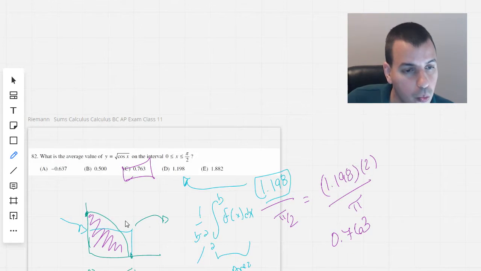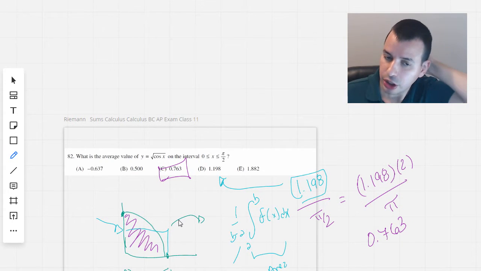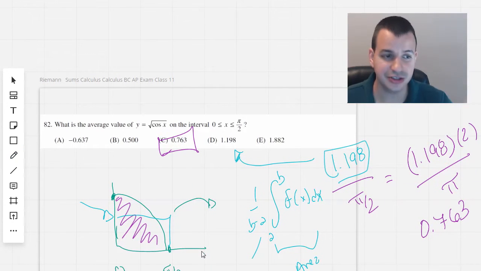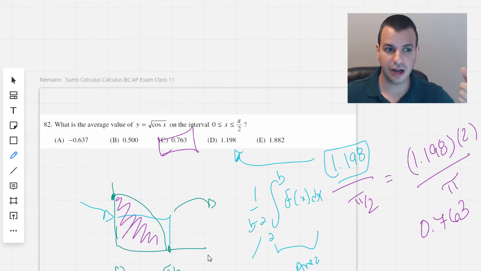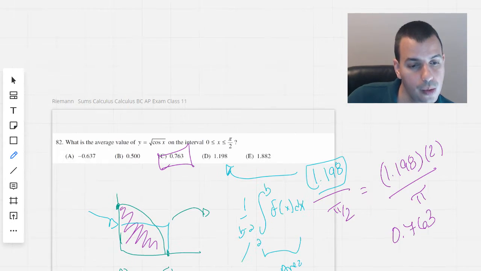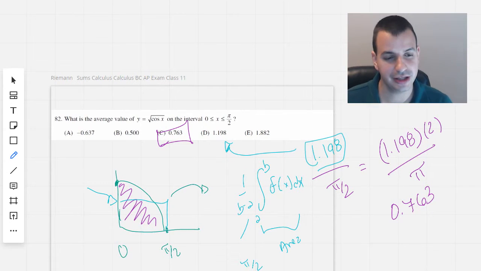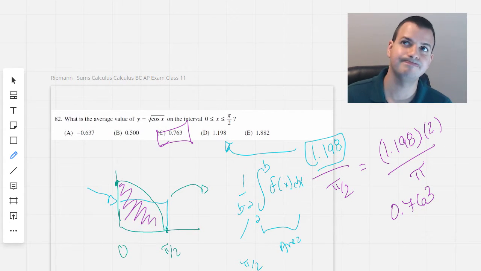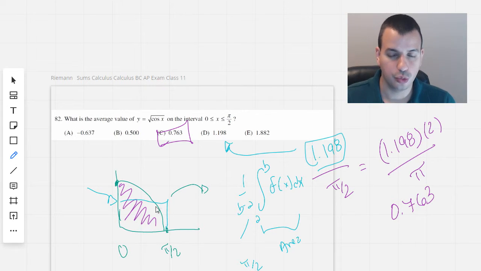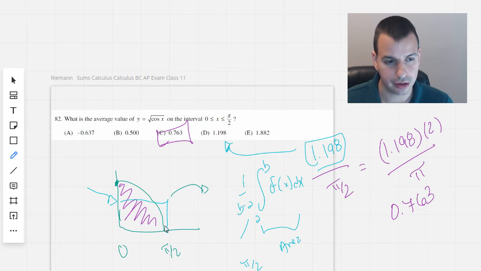And so what I did with this one then, so to backtrack and kind of look at what we did, this asks us for an average value. An average value is the average area under the curve. And so another way to think of this is, I basically said that we take the area and we squish it into a square.